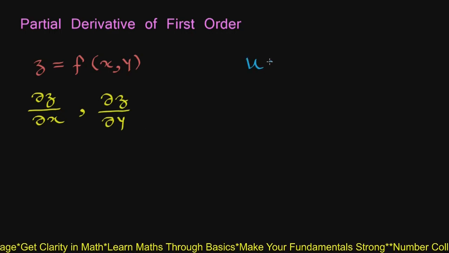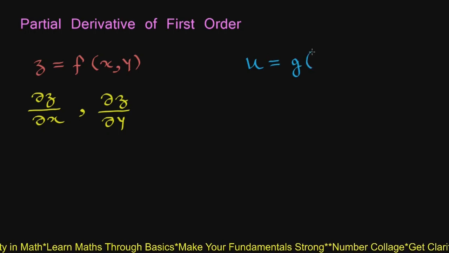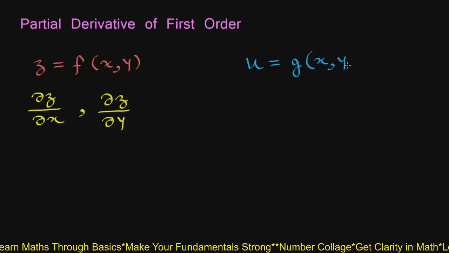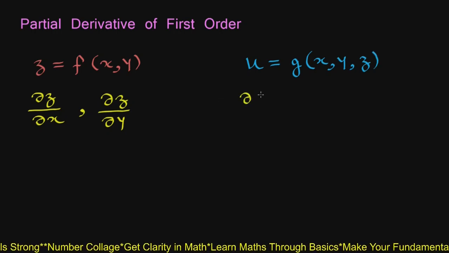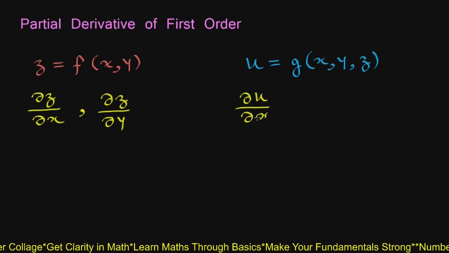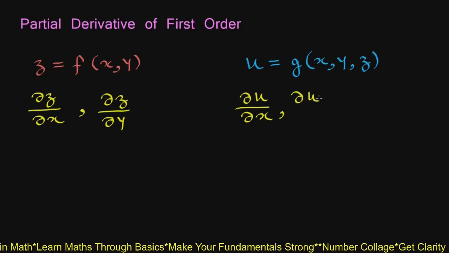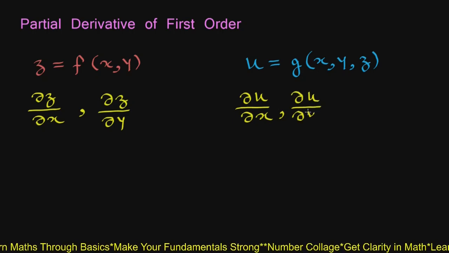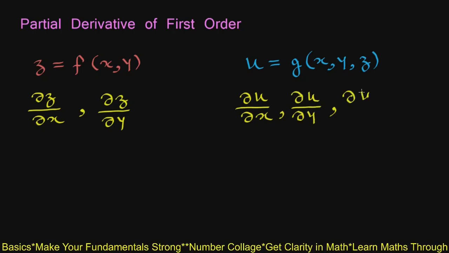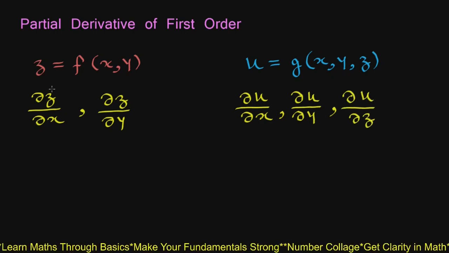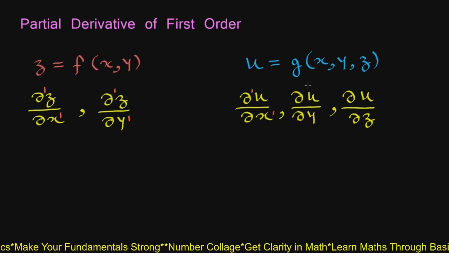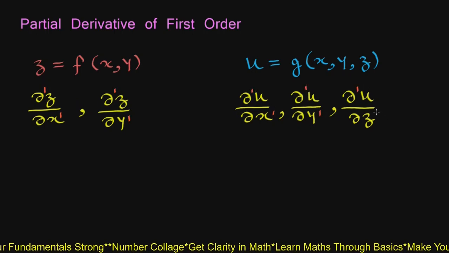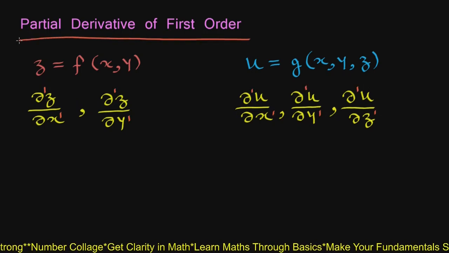And u is another function of three independent variables x, y and z. We are going to study how to find dou u by dou x, or partial derivative of u with respect to y, and partial derivative of u with respect to z. The order of each of these differentials is 1, hence they are known as partial derivatives of first order.